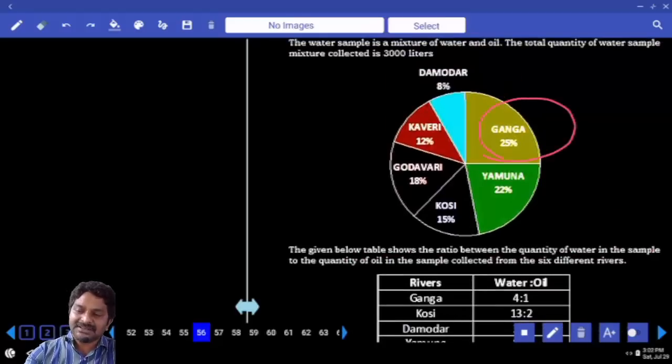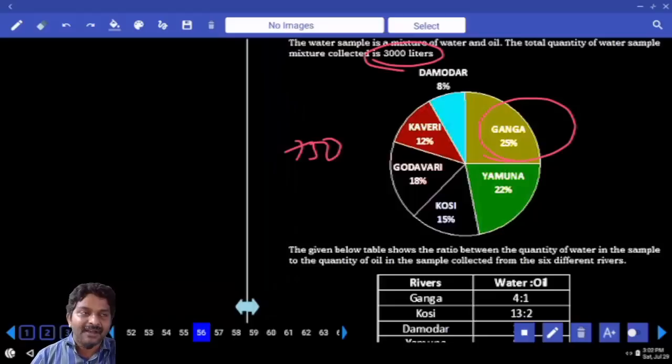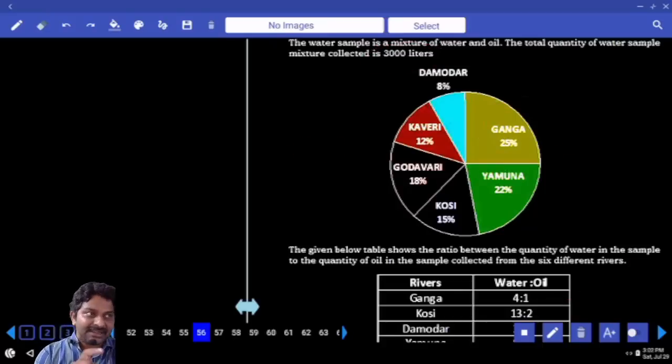See, after getting this value, for Ganga river 25%, correct? 25% calculated on how much is that? Half and half, 750. And in 750 water and oil are in the ratio 4:1. So like that you need to divide. Yes or no? Right. Let's do it when it is really required, but for now I don't want to solve. I don't want to prepare the table.